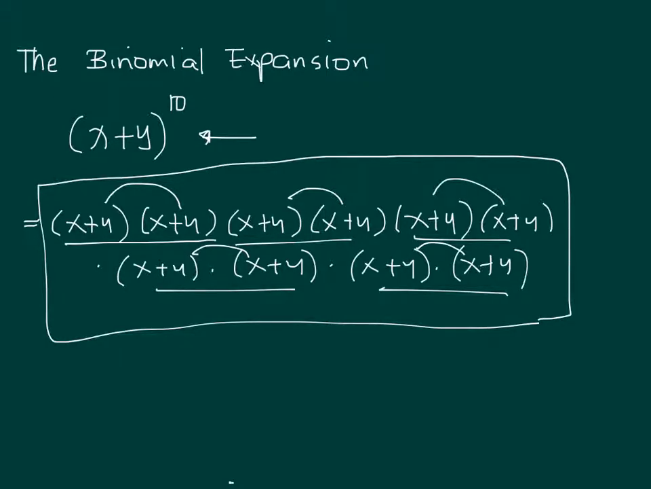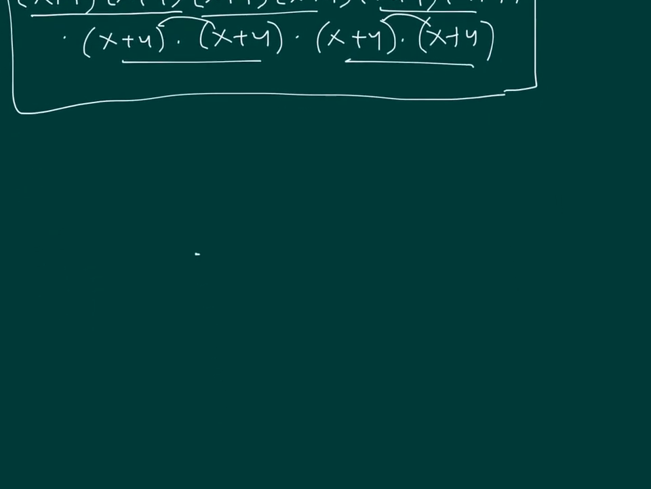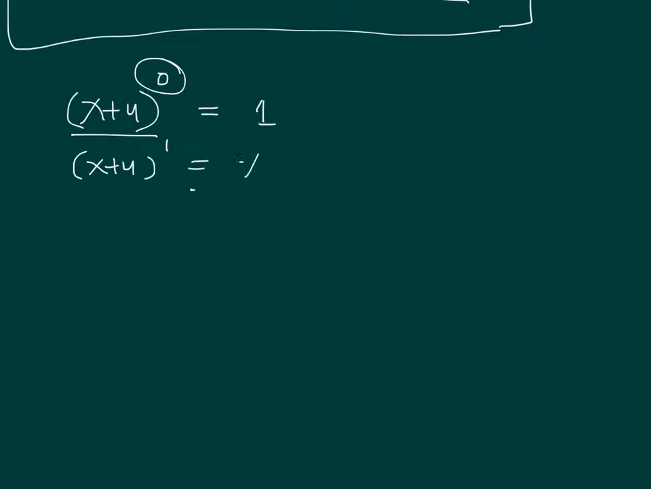Okay, before I reveal to you how we could do this, let's investigate some smaller exponents. Now let's see what will happen if I have x plus y to the 0. Since the exponent is 0, x plus y to the 0 is just 1. Okay? And if x plus y is raised to 1, then it should be equal to itself.